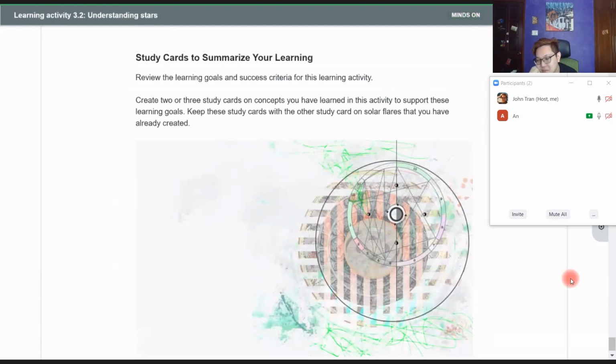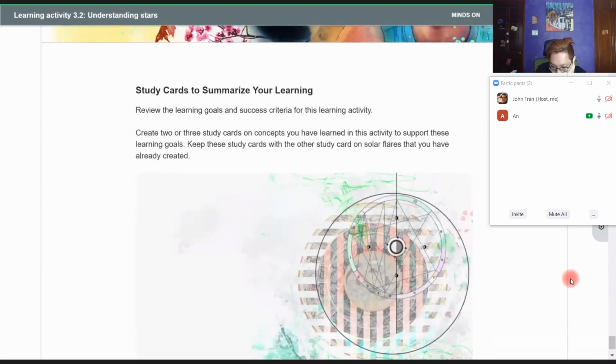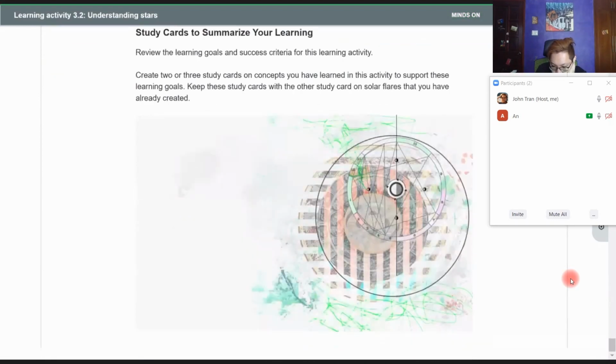I created a lot of study cards when I was younger. But they were only for exams, and then I finally just threw them away. But it does help. It does help. That's it for 3.2, understanding stars.